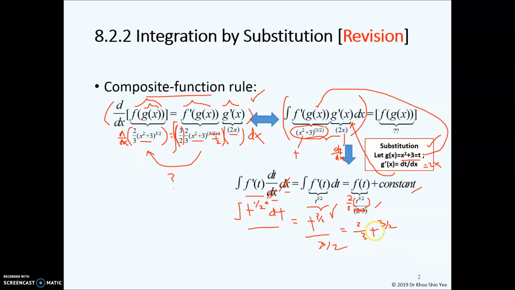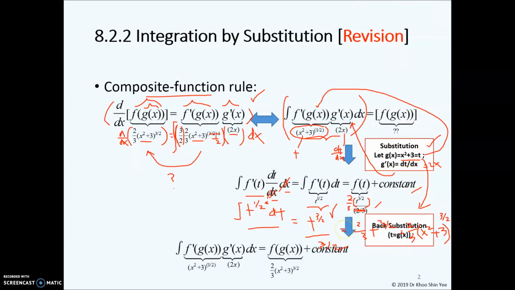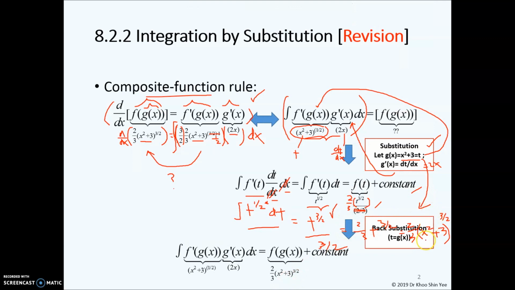Don't stop at this stage, because you are integrating the x squared plus 3 term, right? So you have to back substitute. Initially, you let t equal x squared plus 3, you substitute it inside, and then this will be your final answer. Let's check the answer here, which is the same. You should get exactly the same answer.